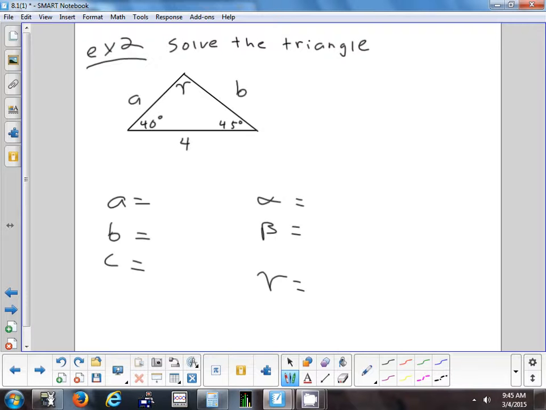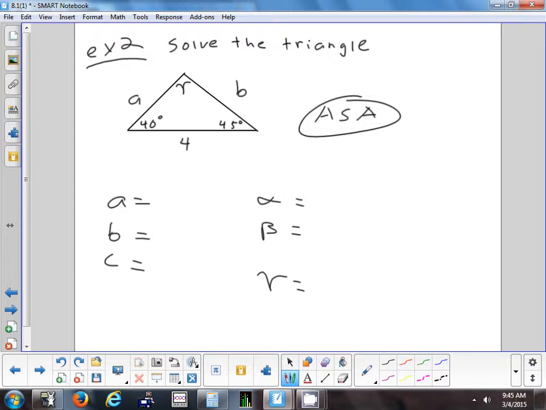Isosceles. So the 3 letters I'm looking for, like side, side, side, or side, angle, side, or angle side angle. This is angle side angle. It's not the same type as the last one, but it is another type where you use law of sines.